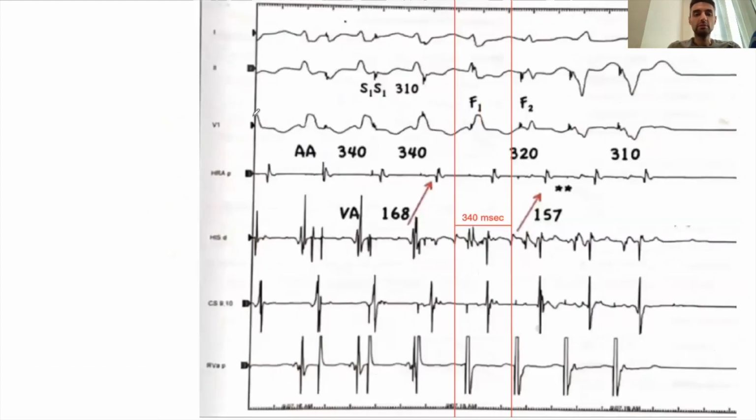Another example. Maybe another right bundle branch block tachycardia. And again, you don't have very nice His signals. This is your His, this is your His, this is your His. Okay. So you are delivering ventricular burst pacing during the His refractory period only. It's just that in this case the burst pacing is slightly faster than the tachycardia cycle length.